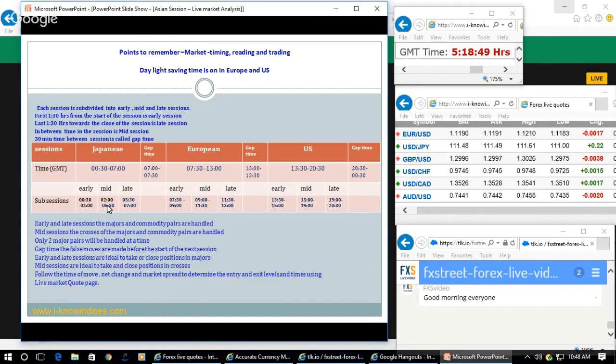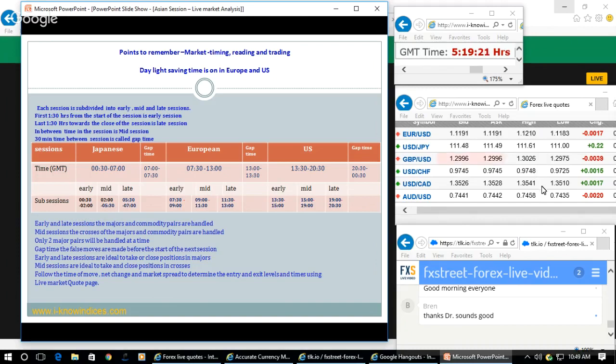And 20:30 to 0030 GMT of the next day is the gap time before the start of the Japanese session. So that is how they all naturally occur in the time frame, and each session is subdivided into 3: the early, mid, and the late sessions. The early and the late sessions handle the majors, the mid session handles the crosses. Whenever the spread becomes more than 40 pips in a given pair, the players handle those pairs. So now they are handling USDN and GBP.